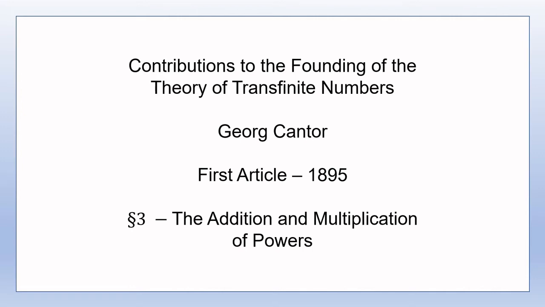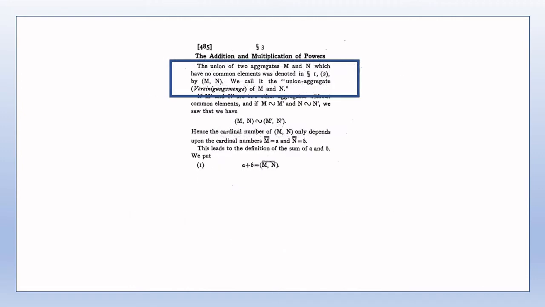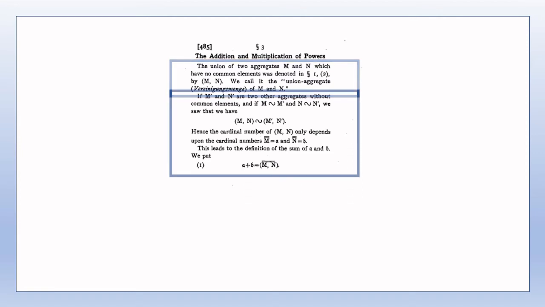Section 3 is titled The Addition and Multiplication of Powers, and Section 3 starts off with the definition of union aggregates. Notice that the definition only applies to aggregates which have no common elements. The case of aggregates having common elements, if indeed there is such a case to consider, is not dealt with here. See also the comments at the bottom of page 85 and the top of page 86.